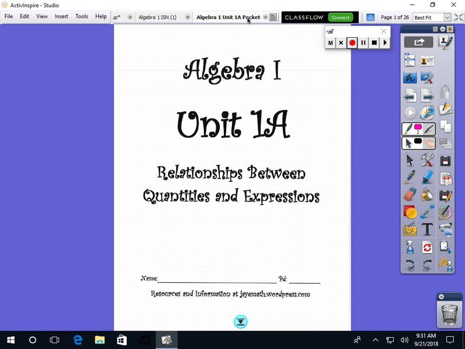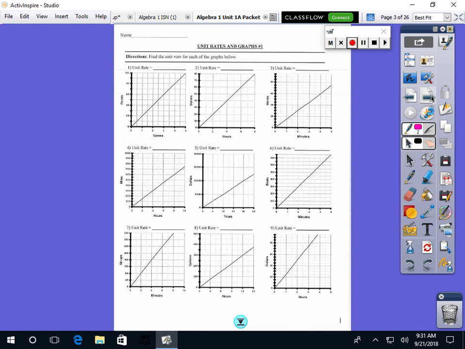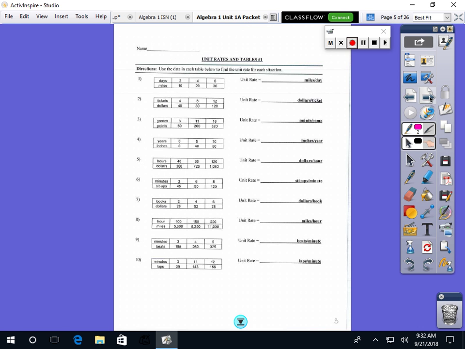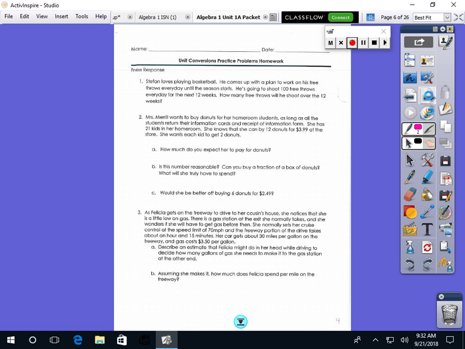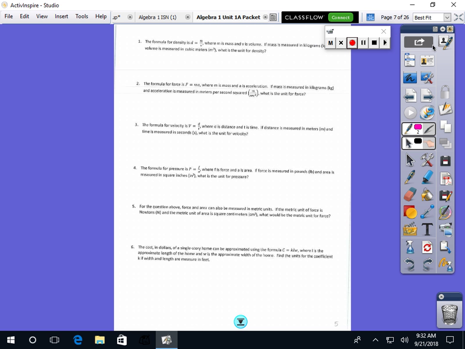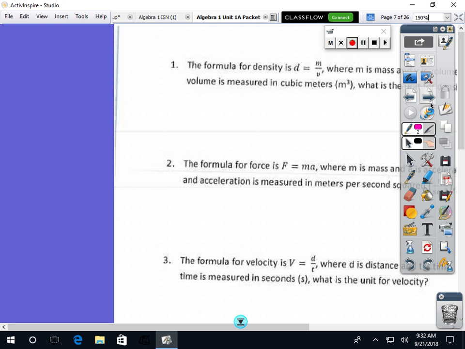Okay, now we're going to check homework. I'm checking page 2 and 3. And then after I've done that, we will be working on page 5. So go ahead and get out that homework for me to check.